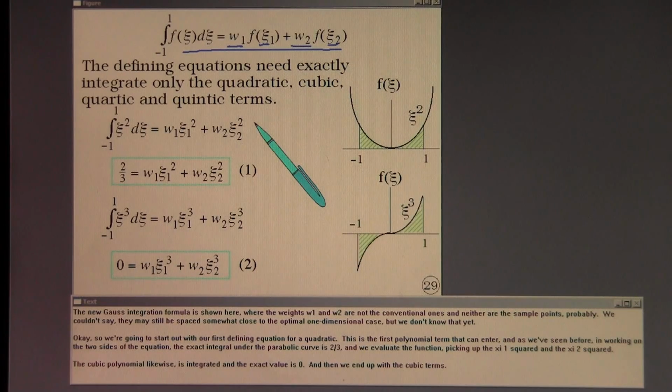Okay, so we're going to start out with our first defining equation for a quadratic. This is the first polynomial term that can enter. And as we've seen before, and working on the 2 sides of the equation, the exact integral under the parabolic curve is 2/3, and then we evaluate the function picking up the c1 squared and the c2 squared. The cubic polynomial likewise is integrated, and the exact value is 0, and then we end up with the cubic terms.